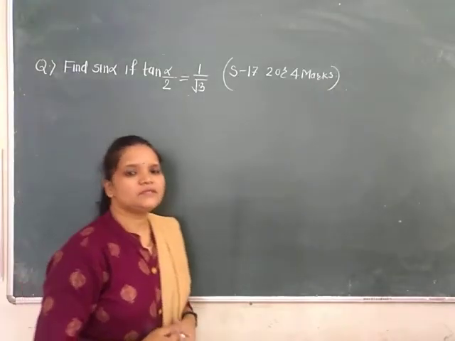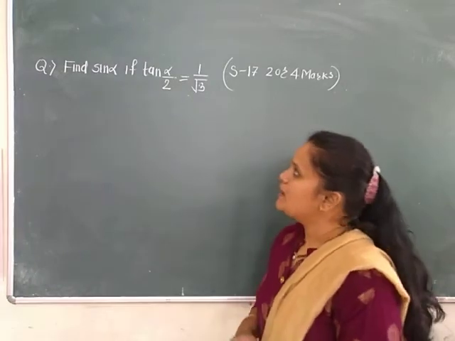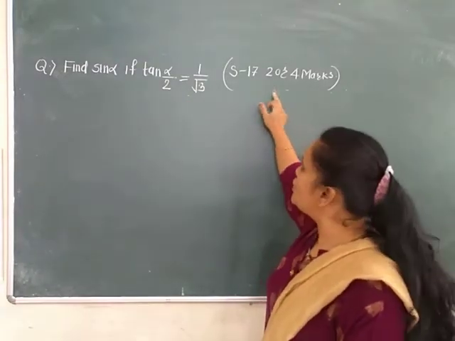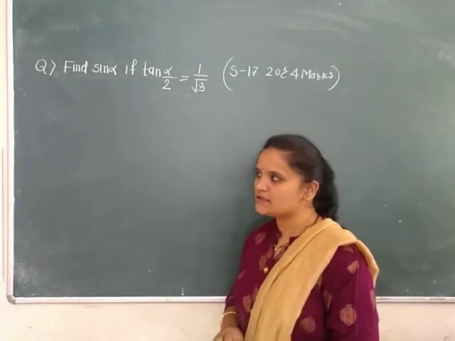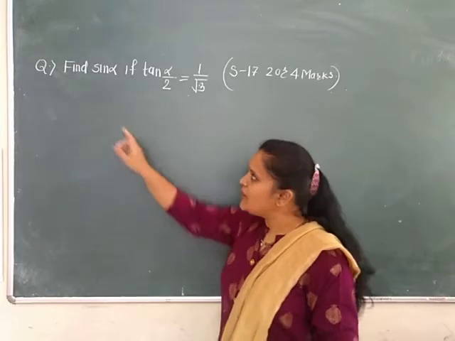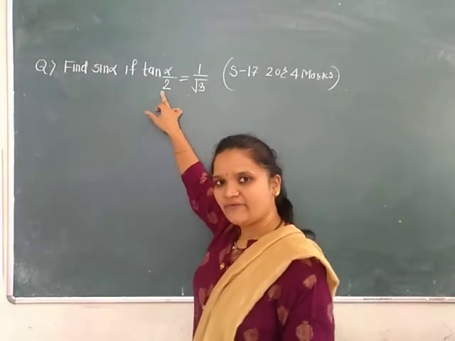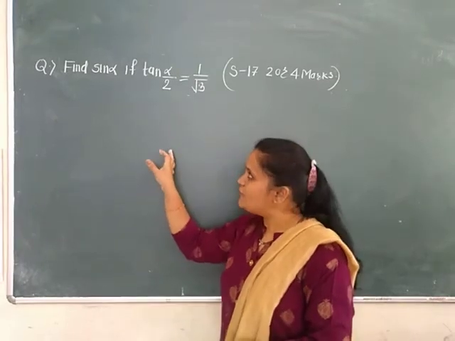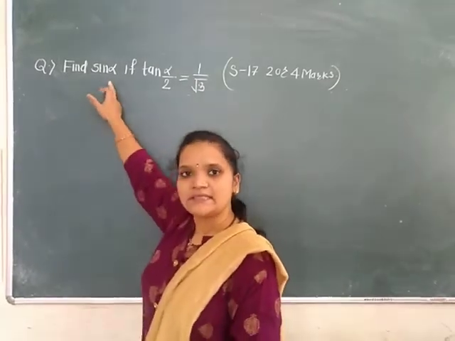Now this is the question, how to solve this question. This question was asked in the summer 17 examination, for 2 or 4 marks. Now to solve this question, what is given to us? We are given the value of tan of alpha by 2, which is equal to 1 upon root 3, and what we are going to find out here is sin alpha.